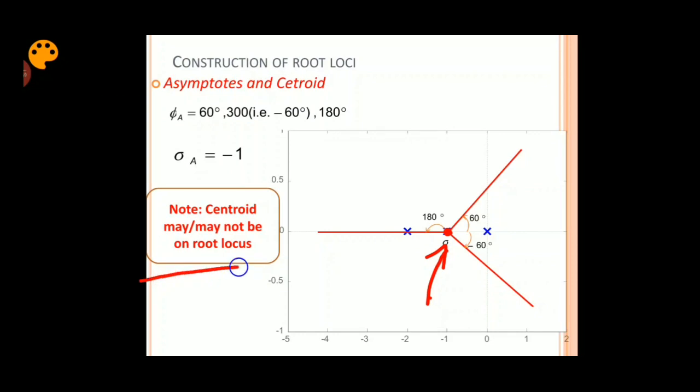Here is an important note to remember. Centroid may or may not be on the root locus. This is very important. In this case, it is lying on the root locus. The centroid value may not be on the root locus as well.